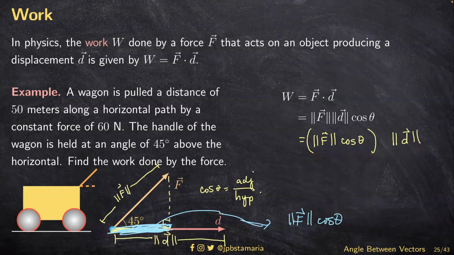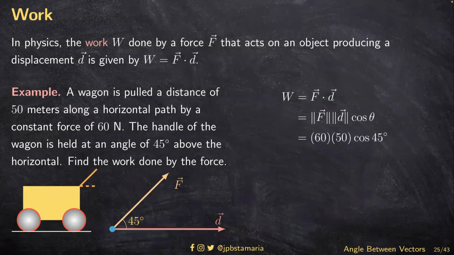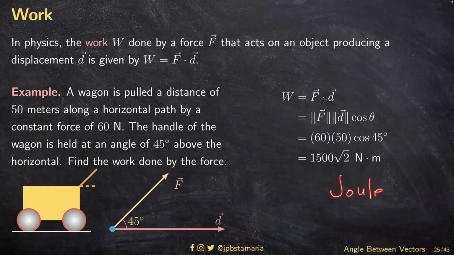Times the 50 meters. Kaya ang lalabas dyan, 60 times 50 times the cosine of 45, ang work done is 1,500 square root of 2 Newton meter. Ano bang Newton meter? Ano bang tawag nyo dyan sa physics? I think joules, sir, if I'm not mistaken. Joules ba? Hindi rin ako sure kasi hindi ako nagtuturo ng physics. Yes, sir. Yeah. So, ganun yan.